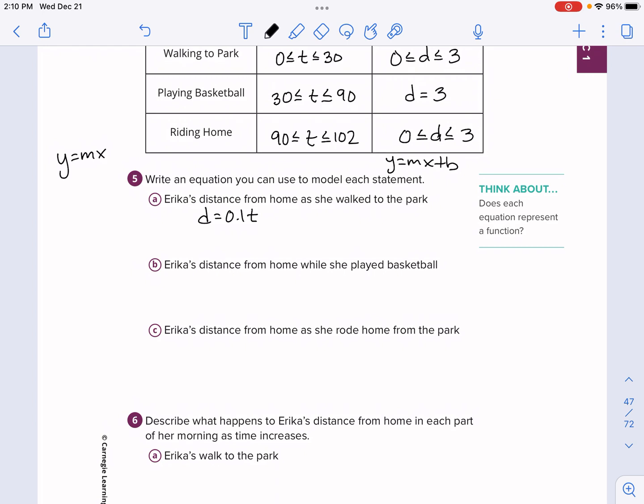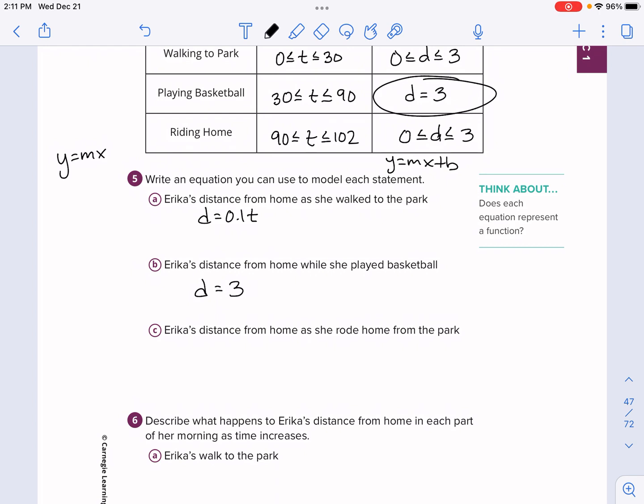The equation for Erica's distance from home while she's playing basketball, we already wrote it over here. It's exactly 3. The distance is equal to 3. So she's not at a rate because she's at one place, that being the park. Okay. And then for C, Erica's distance from home as she rode home from the park.